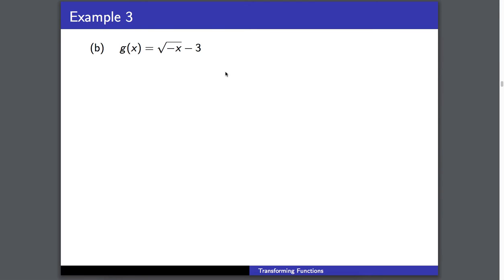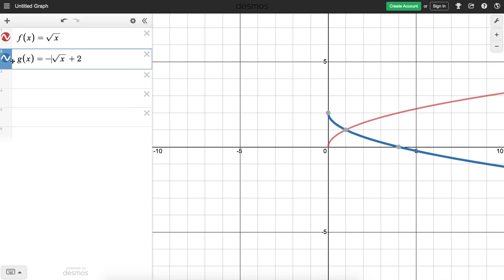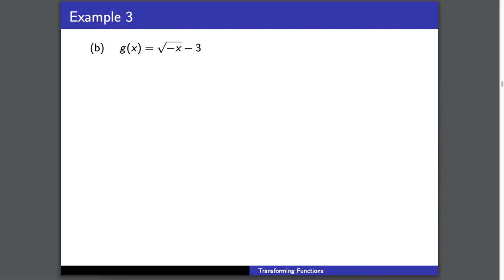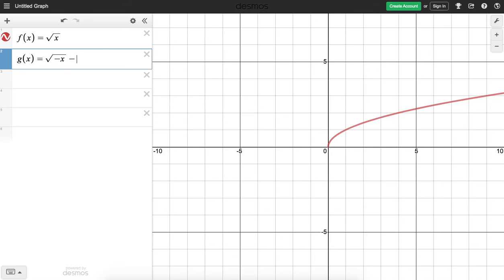All right, part B, we have g of x is square root of negative x and then minus 3 outside. So we can start with, let's clear this out. All right, so again, f of x is the square root of x, that's in red. Putting the negative inside this time, just like we saw before, is a reflection across the y-axis. And then the minus 3 afterwards is going to shift everything down 3 units. So it took all those points and moved them down 3 units, just subtracted 3 from all the y-coordinates.